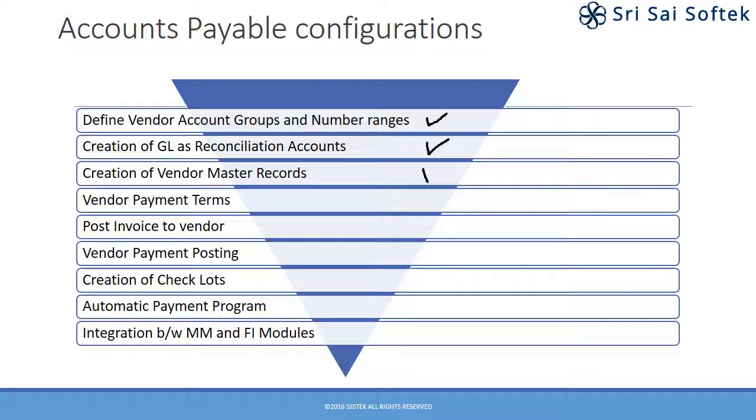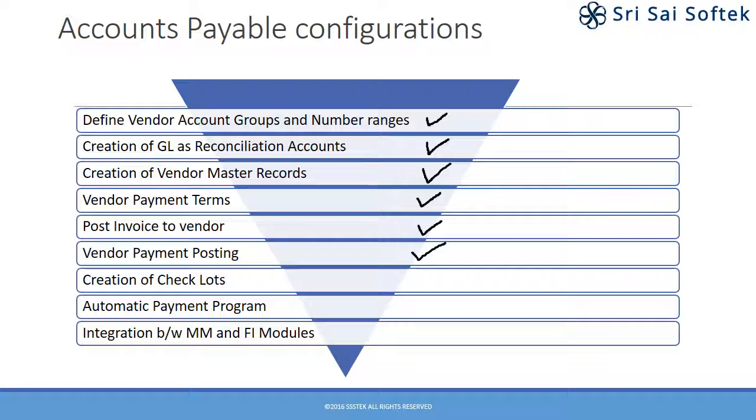So we create vendor master records using all the information, and then we create vendor payment terms. As I already told you, these terms will decide when the payment is payable. We will also learn how to post an invoice to the vendor and how to make the payment using the automatic payment procedure that we have already configured.